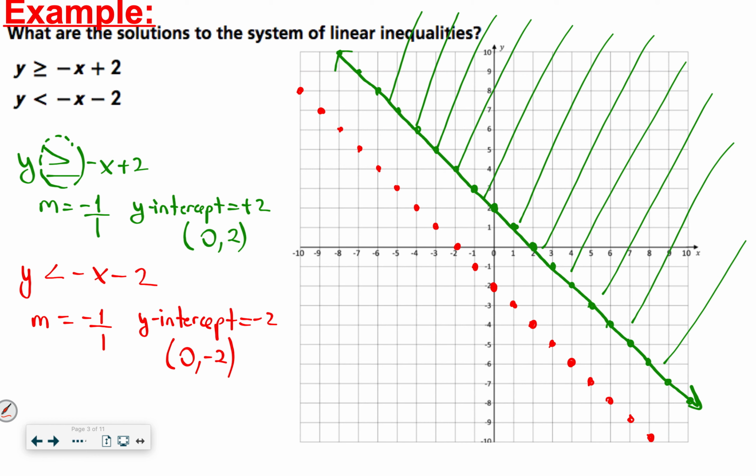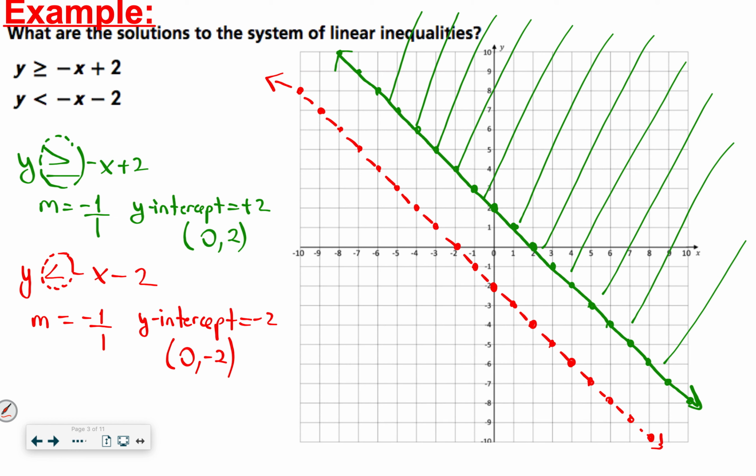Now, after this, we are going to decide whether we will use a solid line or a dashed line. How? Check your inequality symbol. Your inequality is less than. This is the reason we will use a dashed line, because the inequality symbol doesn't include an equal sign. This is your dashed line.